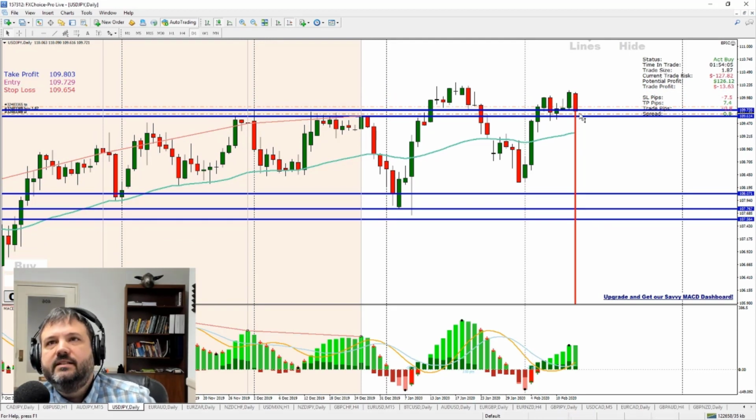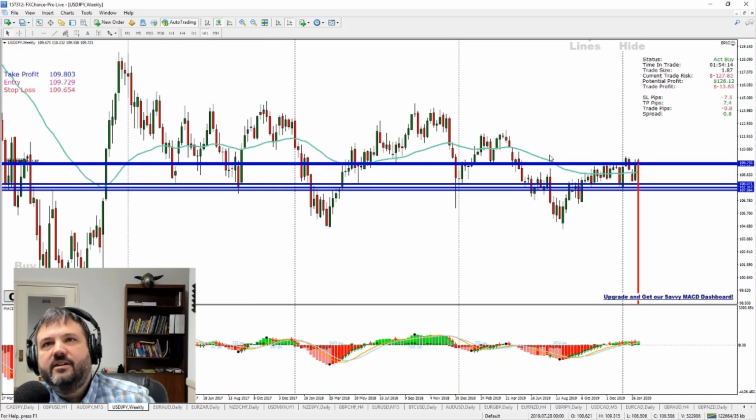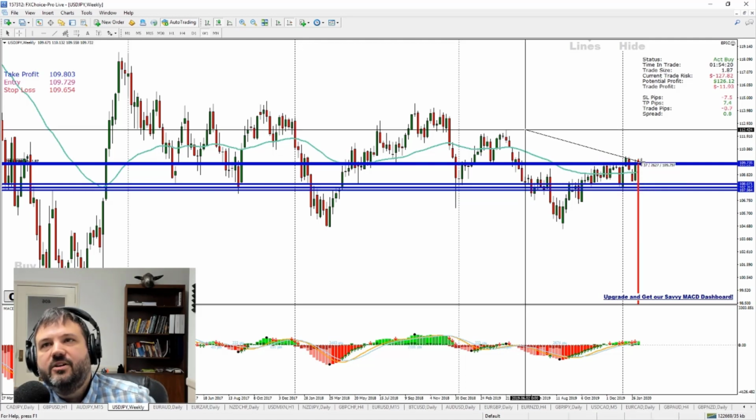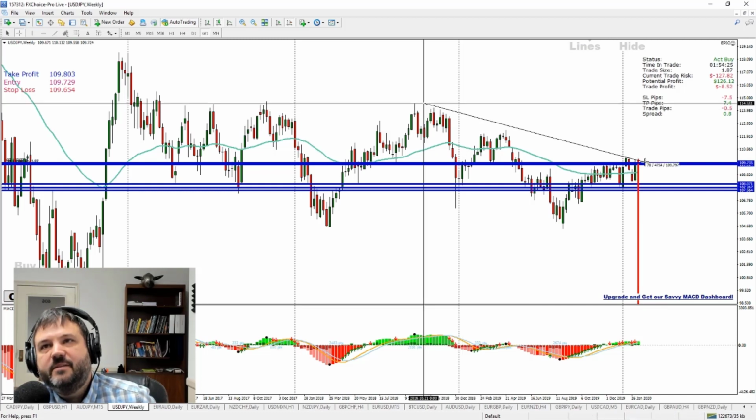I want to see if we can break up higher. Let's look at a weekly chart. Okay, if we can break, we're trying to break this level, well, where could it go? It could maybe go up to here, which would be 250 pips. If it could go up to here, it'd be 450.